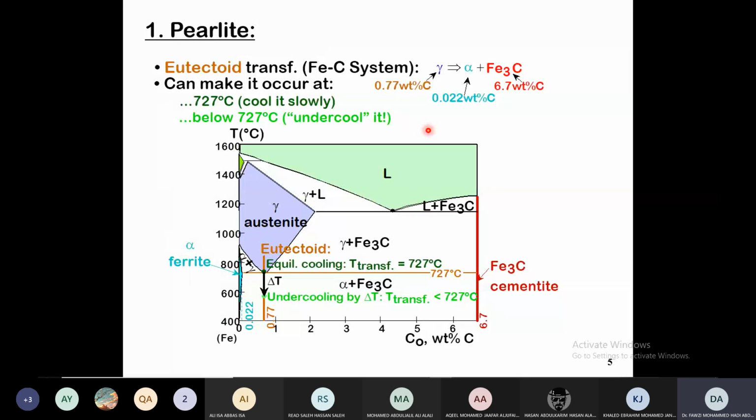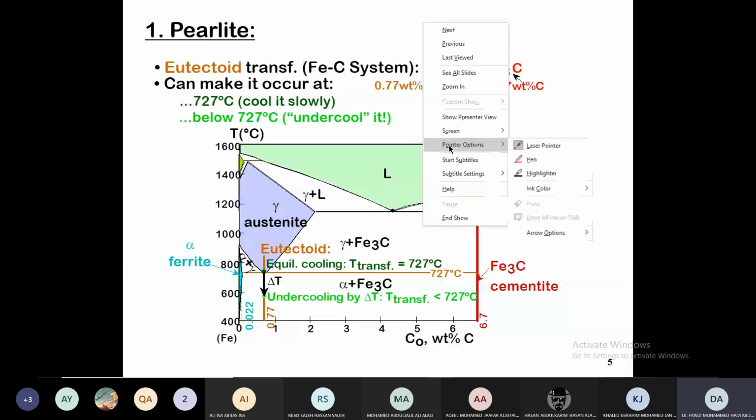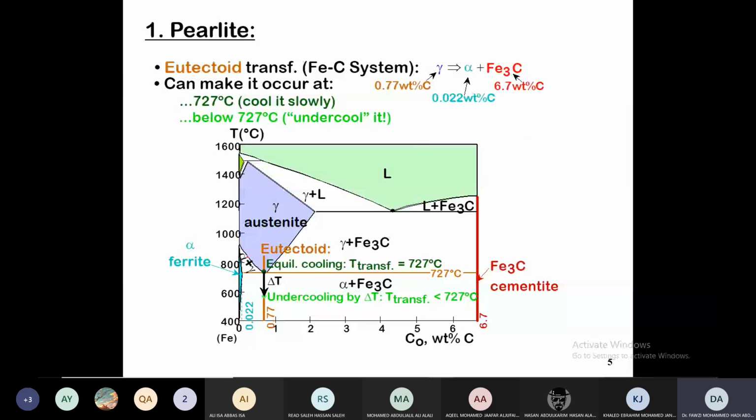But now we want to look at a little bit different issue. We want to look at how the kinetics of transformation affect the formation of different microstructures. Let us study now the transformation when we go below 727 degrees centigrade, which we refer to as undercooling. So this is the undercooling which is mentioned here.